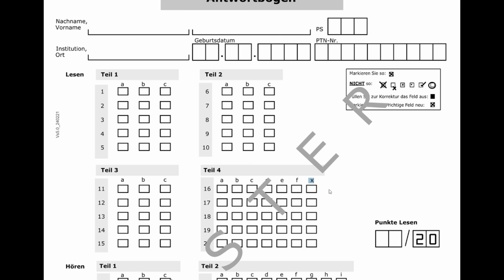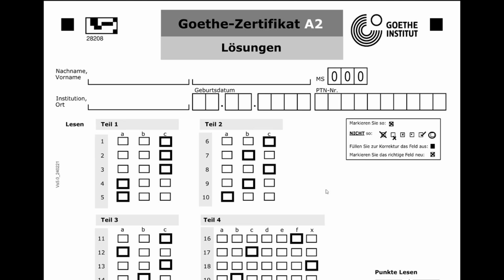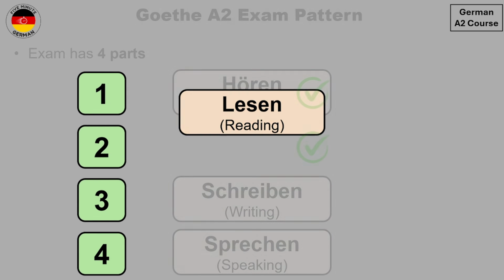And you will also find the answers for the Lesen part on the Lösungen page. So here are the Lösungen, and you see that they have marked the different answers for the questions that you have in the Lesen part. And then you can compare them with your own answers. So this was the Lesen part.